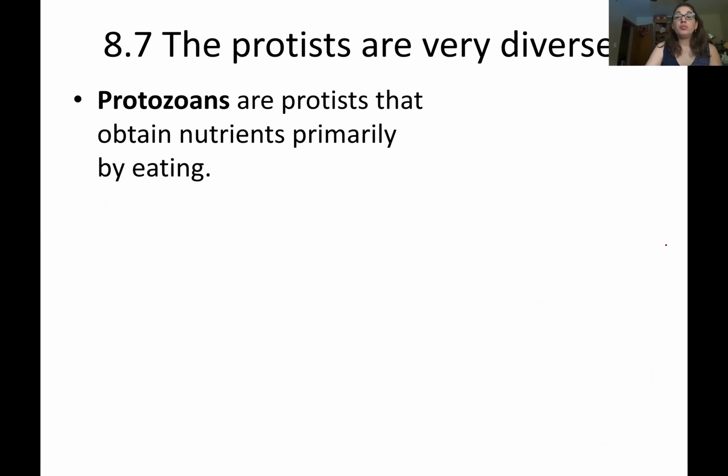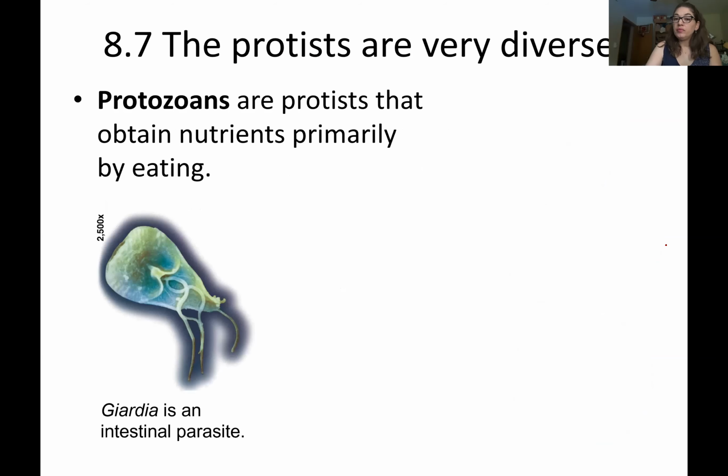Okay, so protozoans, they obtain nutrients by eating. So an example would be Giardia, which is an intestinal parasite you get from contaminated water. This is one reason why you don't drink untreated water. If you're in a creek or near a lake or a river, don't drink that water because you don't know what was upstream of it. And it could very well have contained Giardia.